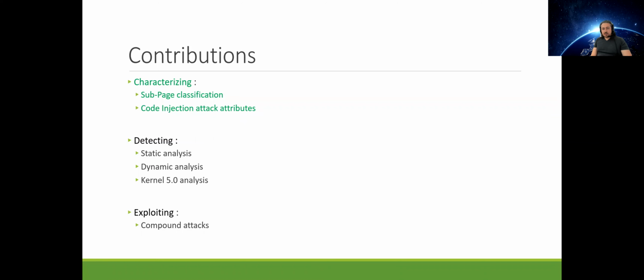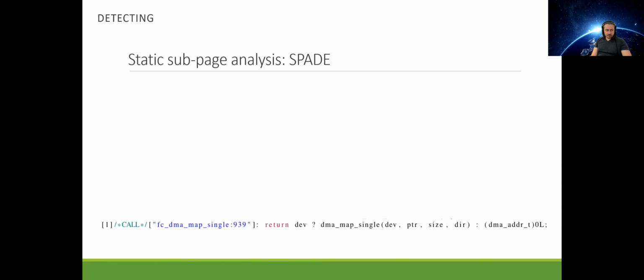So next, let's talk about detecting DMA vulnerabilities. We have static analysis that can allow us to find vulnerabilities in the code. Dynamic analysis will allow us to find vulnerabilities at runtime. And we show the analysis of kernel 5.0 and what kinds of vulnerabilities we found there with static analysis. The first one is static subpage analysis, or SPADE.